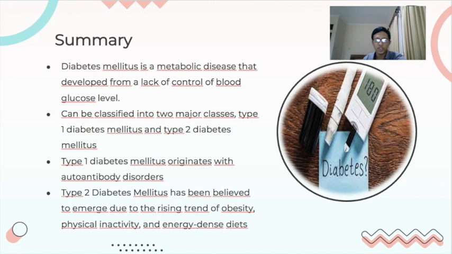For type 2 diabetes mellitus, it is believed to emerge due to the rising trend of obesity, physical inactivity, and energy-dense diet. It can be diagnosed by glucose blood test and be treated by healthy eating, regular exercise, and weight loss.